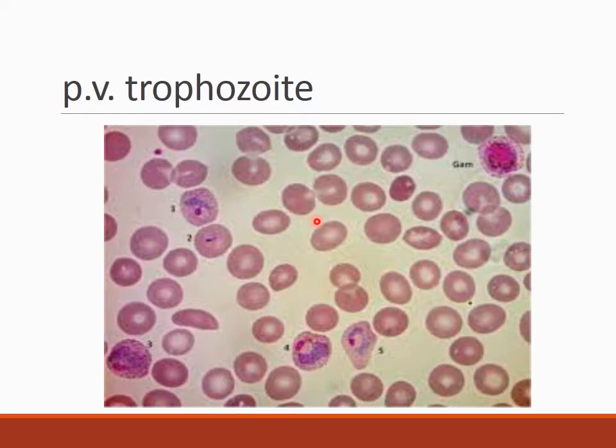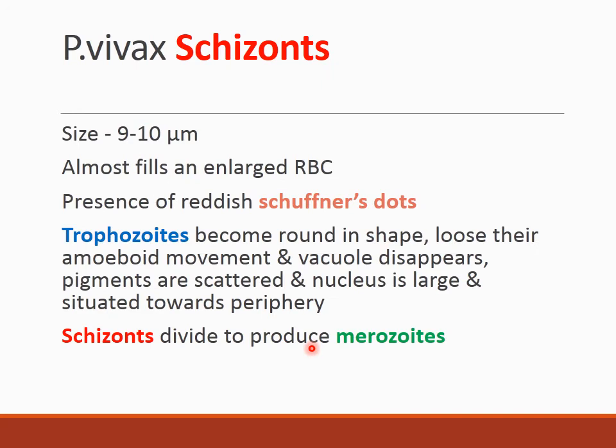Plasmodium vivax trophozoite forms are seen in this particular slide. You can make out the RBC showing the presence of trophozoites with the nucleus as well as cytoplasm. This is the thick region of the cytoplasm, and towards the nucleus there is the thin portion of the cytoplasm.